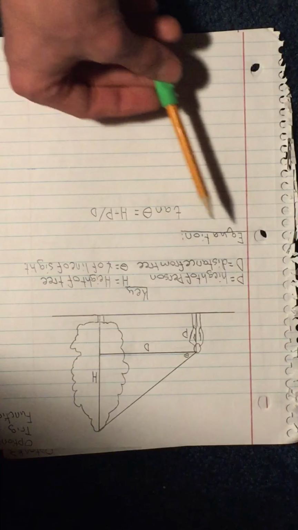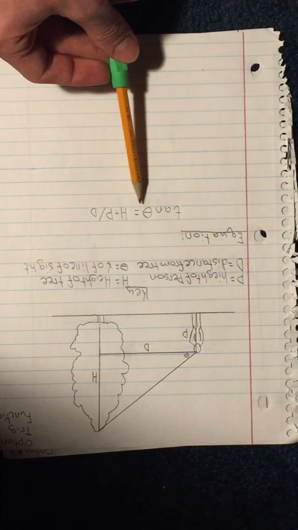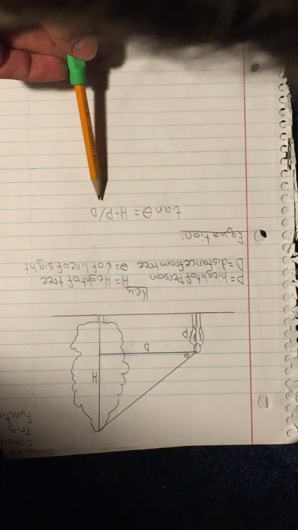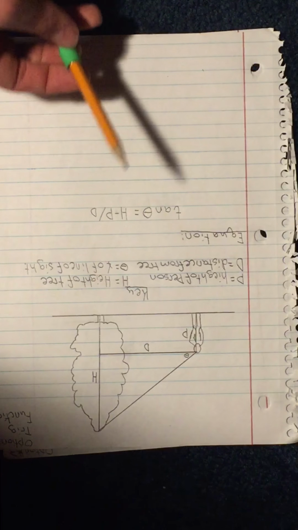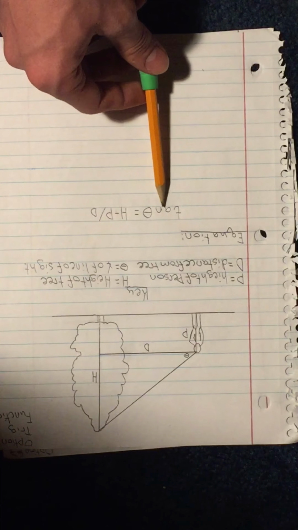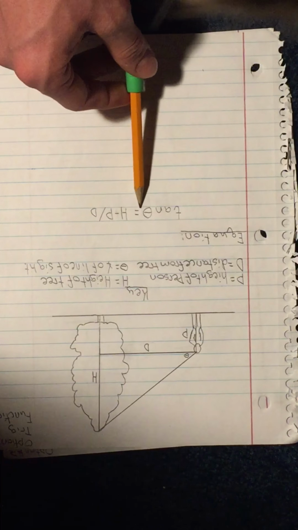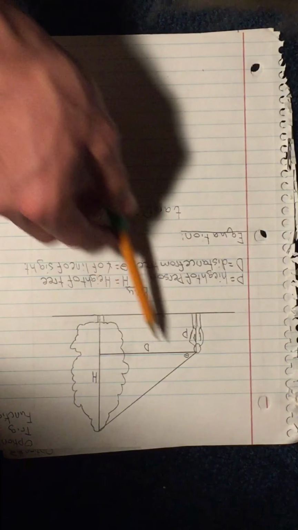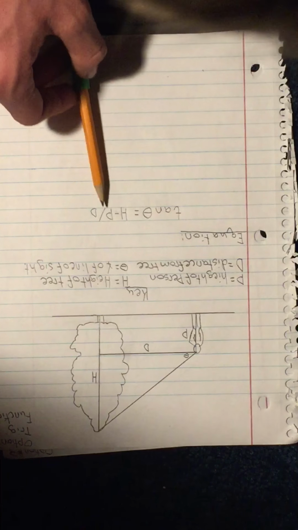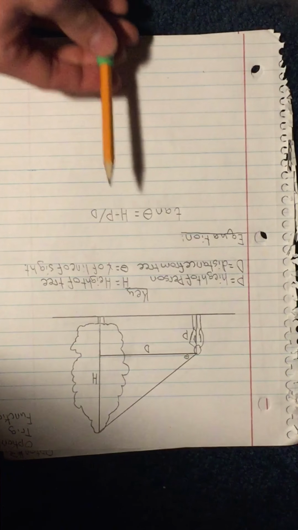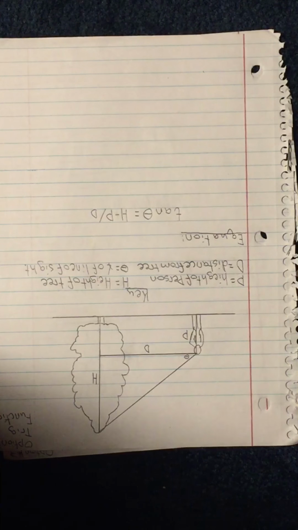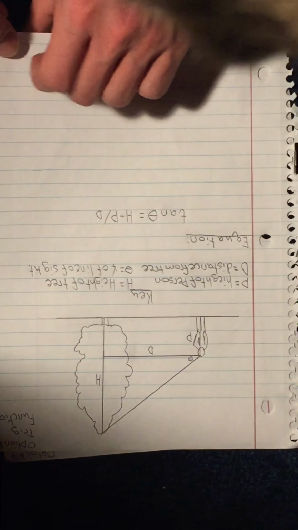So our equation is the tangent of theta equals h minus p divided by D, which is, once again, tangent equals the opposite of theta over the adjacent of theta. So once you plug in your variables, you can easily solve this with a scientific calculator.